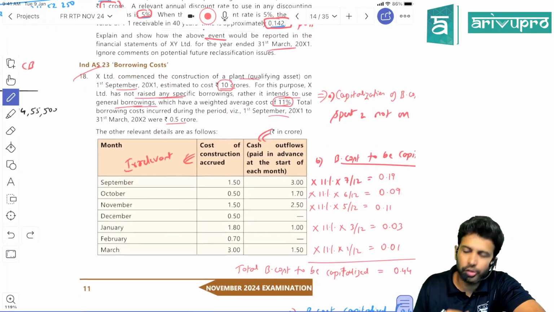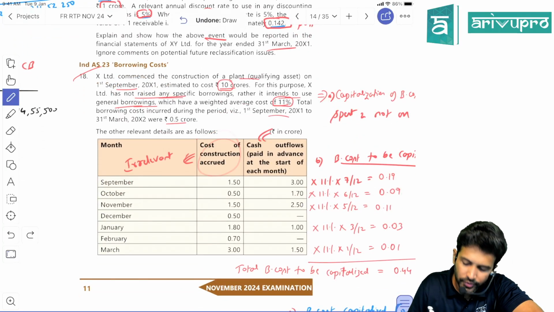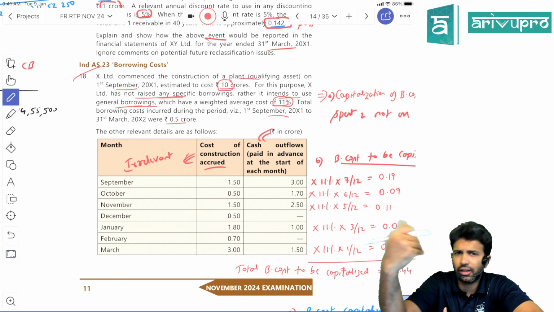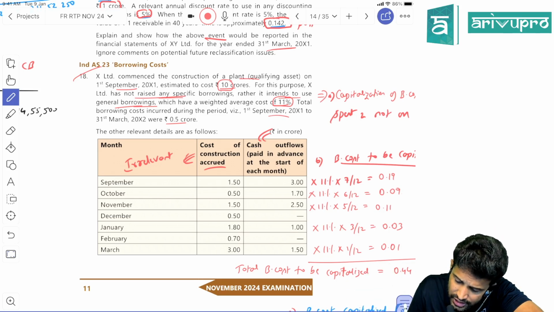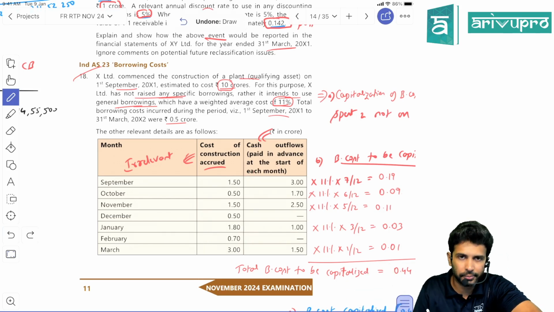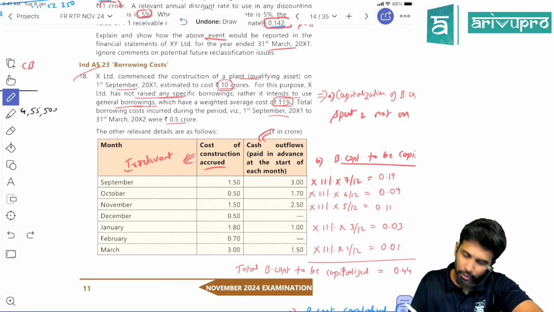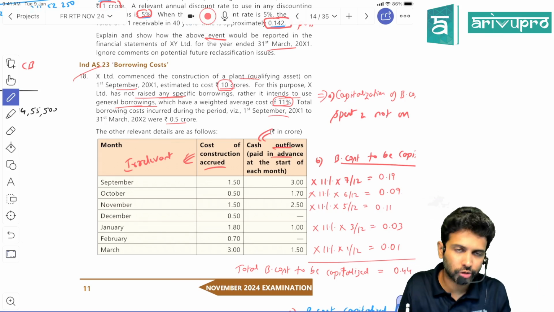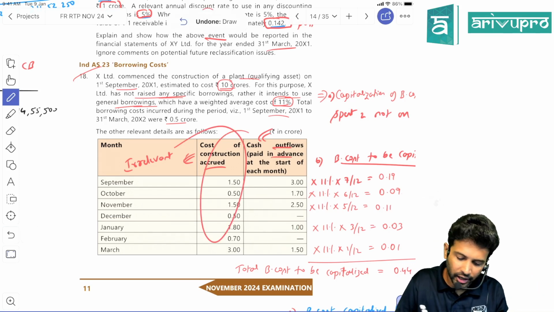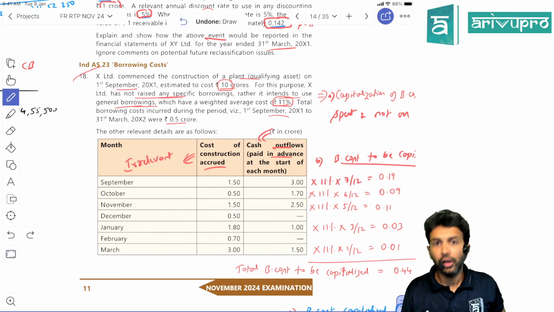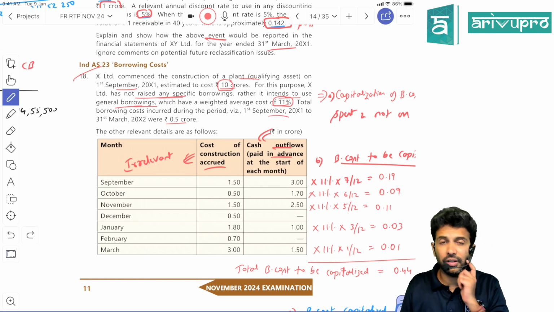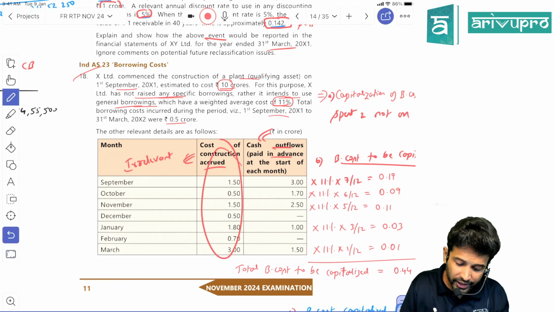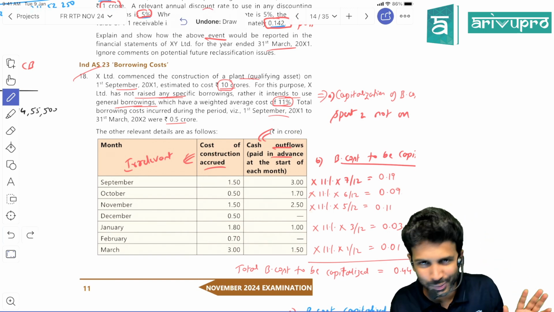Okay. Now, if you just check the table, they've given you the cost of construction accrued. Obviously to construct an asset, you will incur various costs. So this is not the cost paid date amount. This is the cost accrued information they've given, the accrual basis of cost. And this is the cash outflows. This is the payment data and this is the cost accrued data that they've given. Now, the question is, sir, to calculate the weighted average borrowing cost and all, we have to do time weights, right? Should we take this data and do it or this data and do it? That is the confusion over here. Okay.